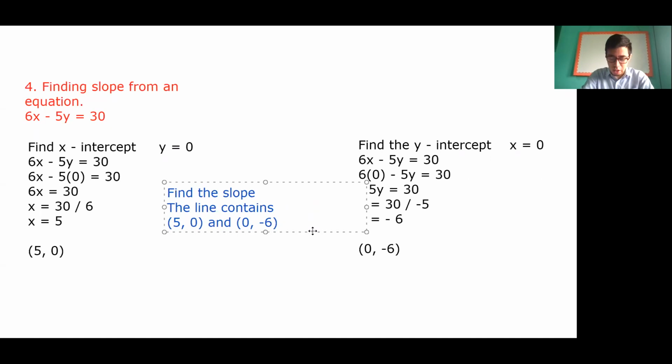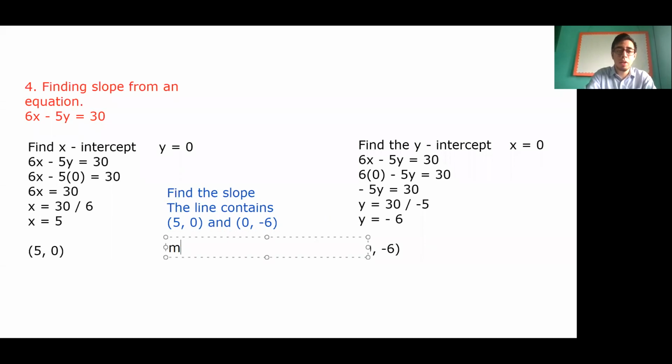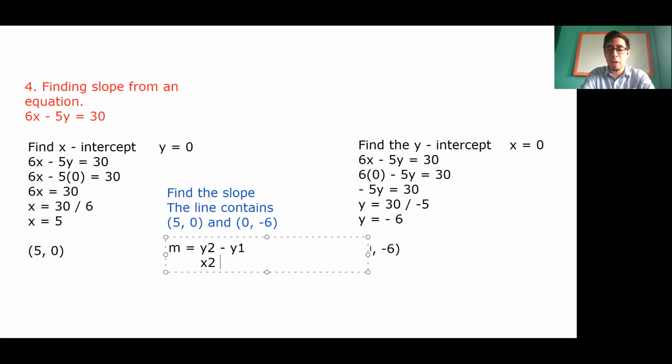The line contains these points, so we use the slope formula. Do you remember about the slope formula? The slope formula, m, this is going to be the same, so you need to memorize this. m equals y2 minus y1 divided by x2 minus x1. So this is what we have in here.